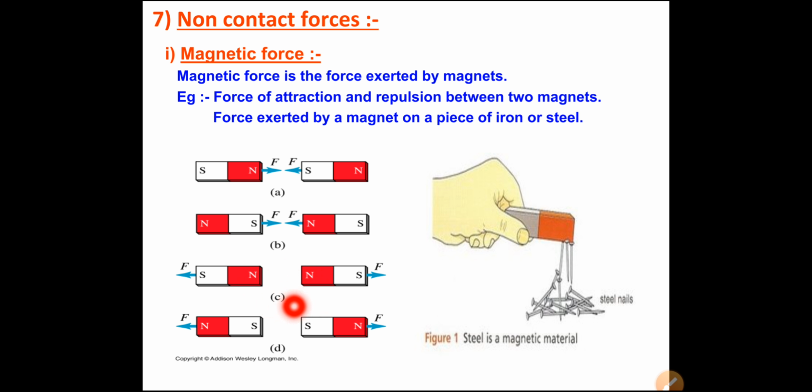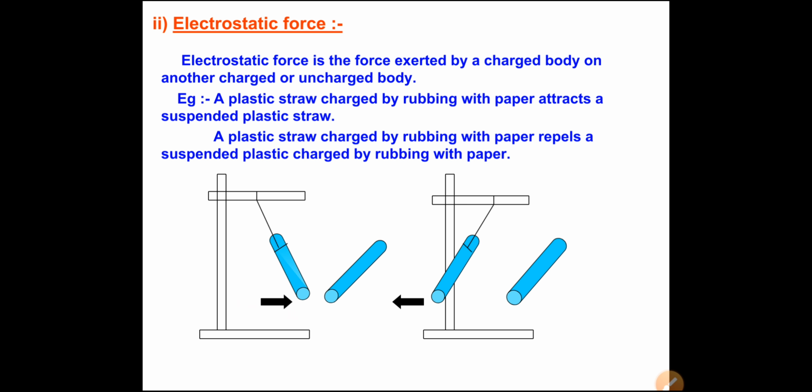So the force exerted by a magnet on a piece of iron or steel is known as magnetic force. There is a force of attraction between the opposite poles of the magnet, and a force of repulsion between the similar poles of the magnet.